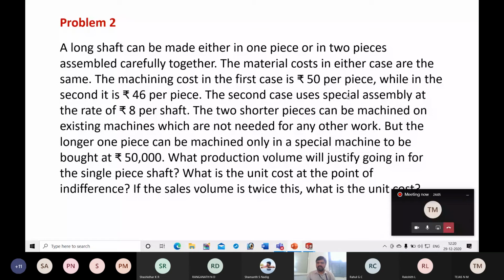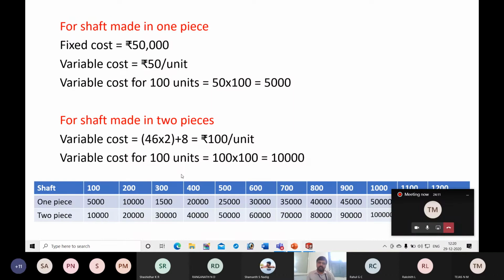Next we have a special assembly cost, that is rupees 8 per shaft. So 46 into 2 is the machining cost, and 8 is the assembly cost. 46 into 2 is 92, plus 8, rupees 100 per unit. Suppose you want to find the variable cost for 100 units, then that will be 10,000 rupees. So this is the initial calculation you need to make.